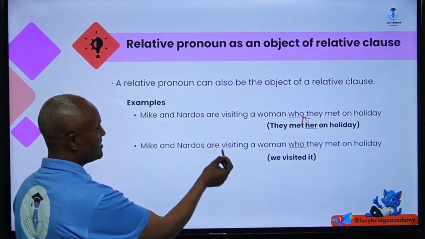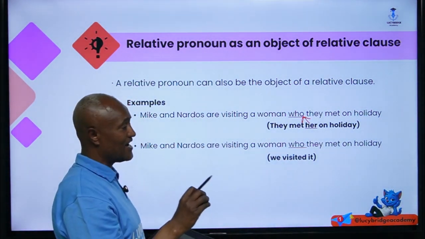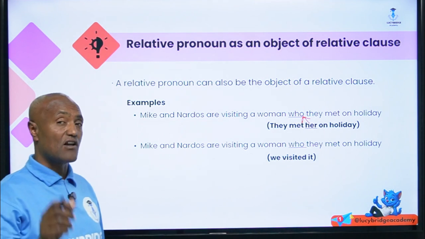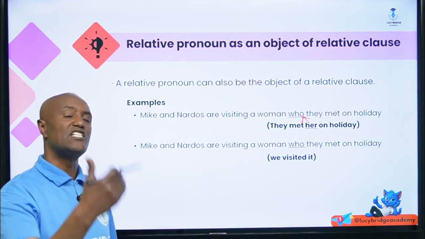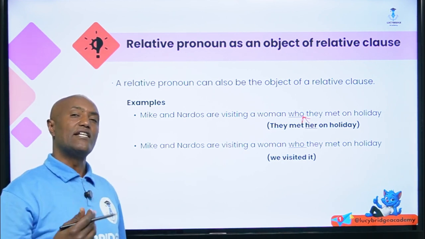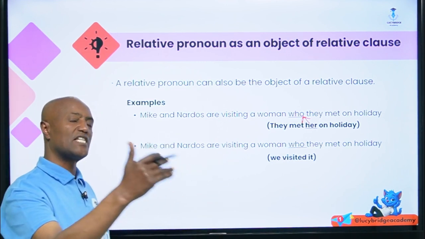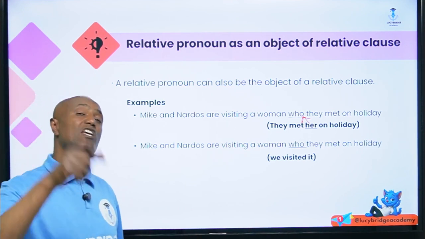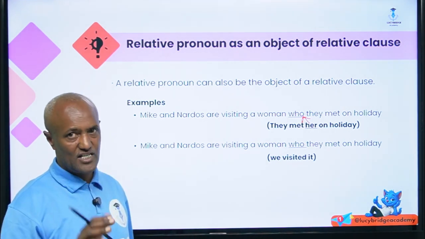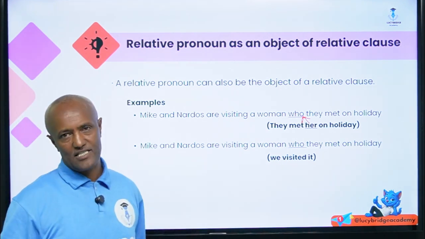Again here, Mike and Nardos, the same sentence, but the key point that you have to remember is that when the relative pronoun comes before a subject, that relative pronoun serves as an object. This is a very technical and easy way to identify it, so you don't get confused. Why are we interested in identifying whether a relative pronoun serves as an object or a subject? One, we don't write the object again once the relative pronoun is used as an object. The other is that when the relative pronoun serves as an object, it is possible to omit it.